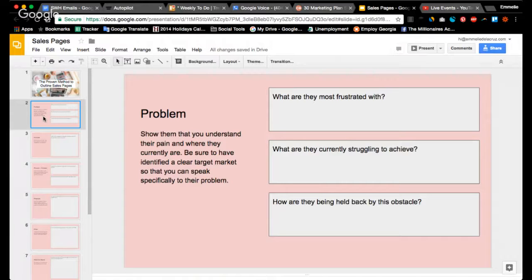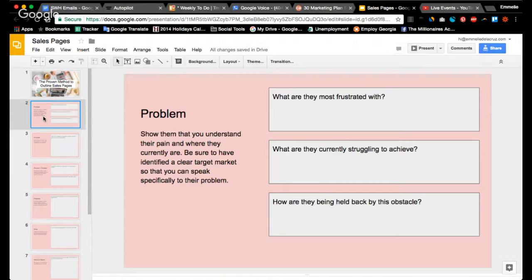Got it? So here are 3 questions that you need to answer when you're writing your problem section. You want to identify what are they most frustrated with, what are they currently struggling to achieve, and how are they being held back by that obstacle.